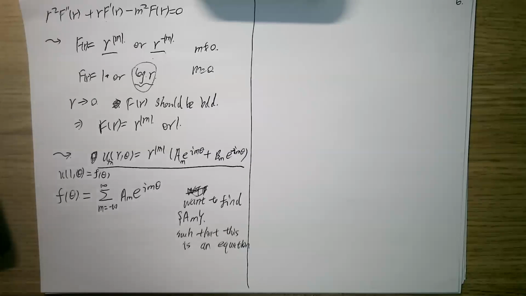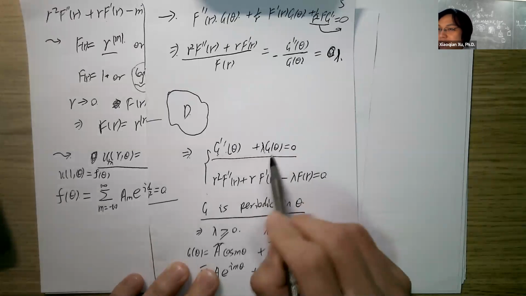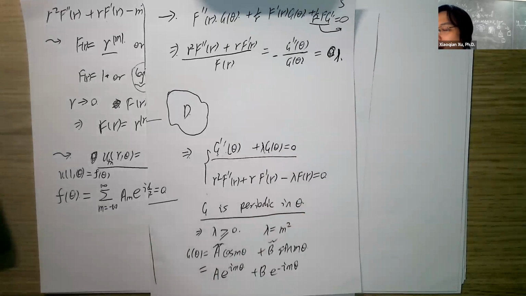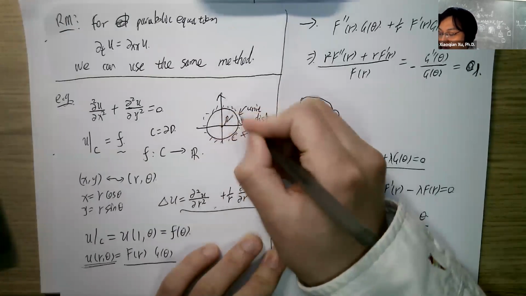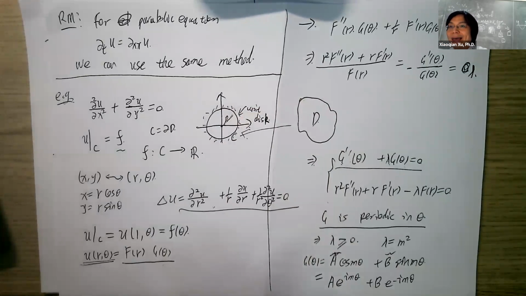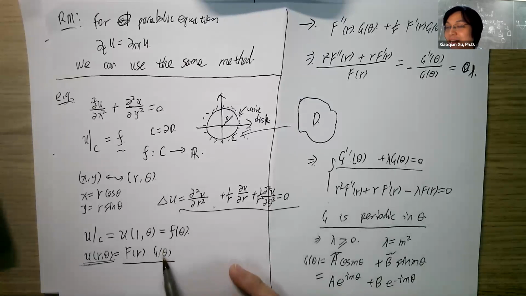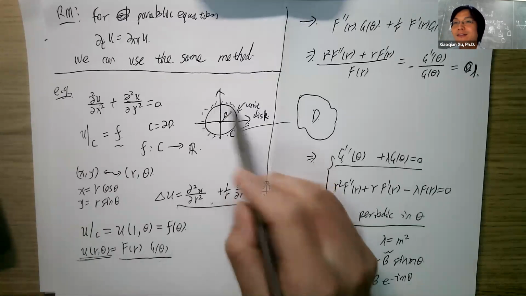Sorry, can you please explain again why is lambda larger or equal to 0? Why lambda is larger or equal to 0? Yeah. Because you see this G is a periodic function, right? G is a function defined on this circle, only on the angle. But angle, we know that it's periodic. Theta plus 2 pi should equal to theta, right? The value of G at theta plus 2 pi should equal the value of G at theta. Otherwise, it doesn't make sense.